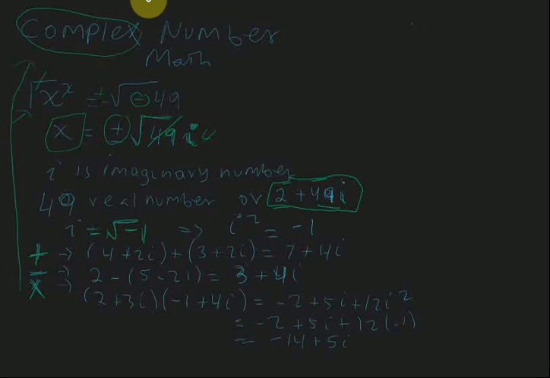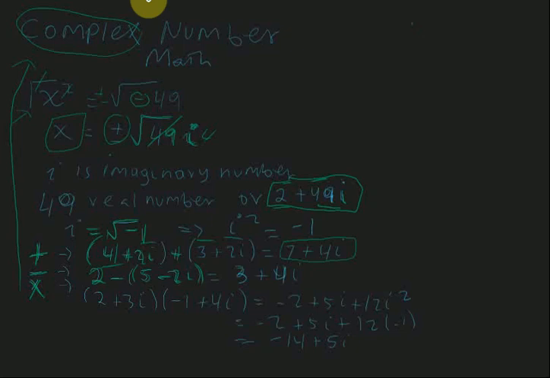Okay, let's say you have 4 plus 2i, plus 3 plus 2i. So 4 plus 3 is 7. 2i plus 2i is 4i. It's not multiplication. This ends up like 7 plus 4i. What about if you have 5 minus 2i, sorry. What is this equal to?